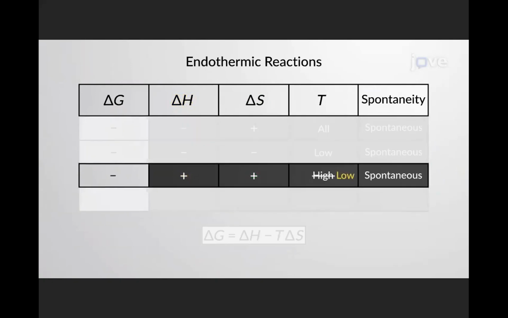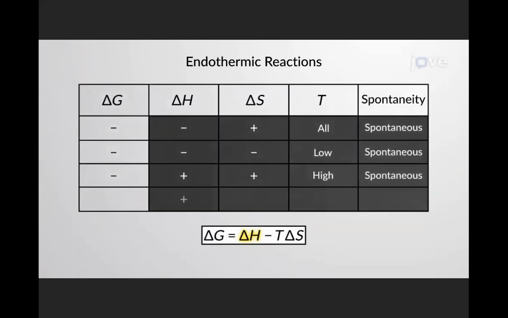If the temperature were lowered such that the T delta S becomes smaller than delta H, delta G would be positive and the reaction would become non-spontaneous. When delta H is positive and delta S is negative, delta G is always positive and the reaction is non-spontaneous at all temperatures.